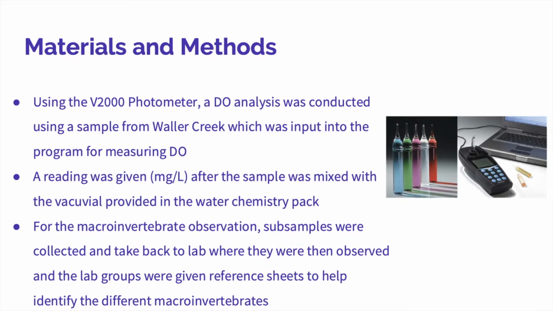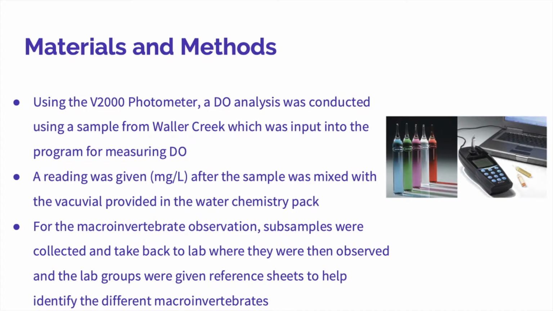To measure dissolved oxygen, nitrates, and phosphates, the V2000 photometer was utilized. For the DO analysis, a water sample was collected from the creek, the photometer was turned on, and program 141 was entered, which was specifically for dissolved oxygen testing. Before inputting the water sample, a blank vial was input and zeroed out to get a blank reading. The sample cup included in the water chemistry pack was filled up to the 25 milliliter mark with creek water.